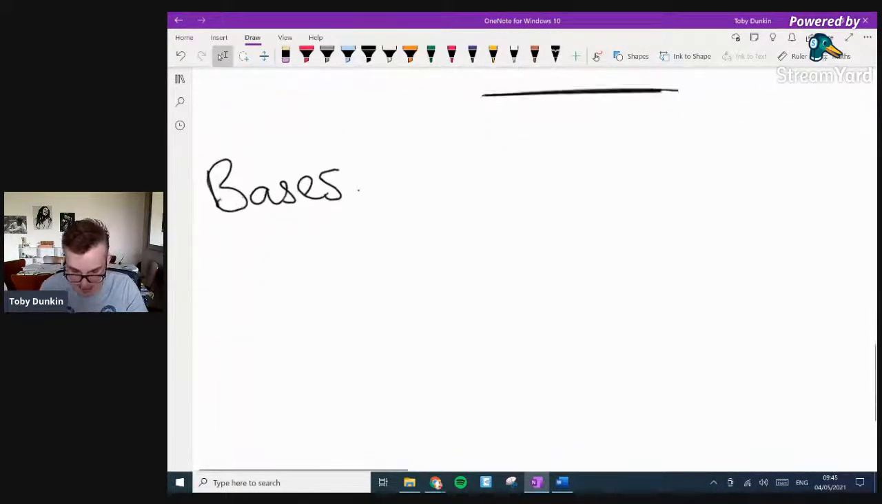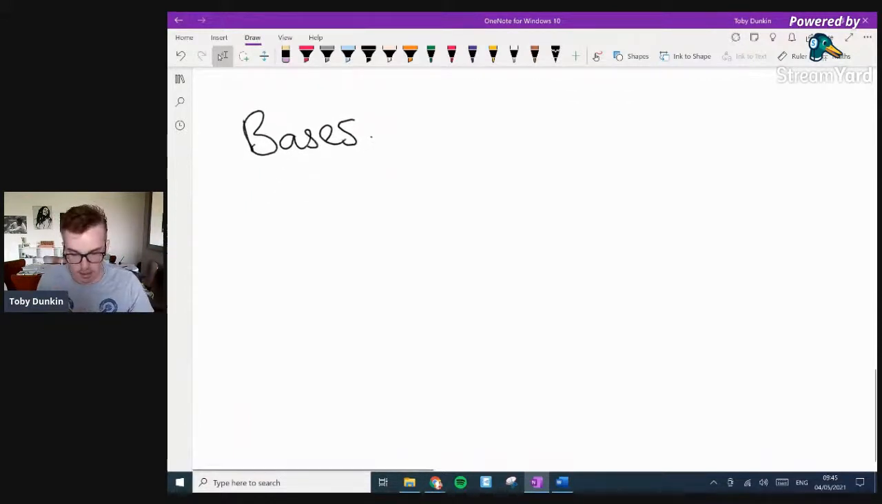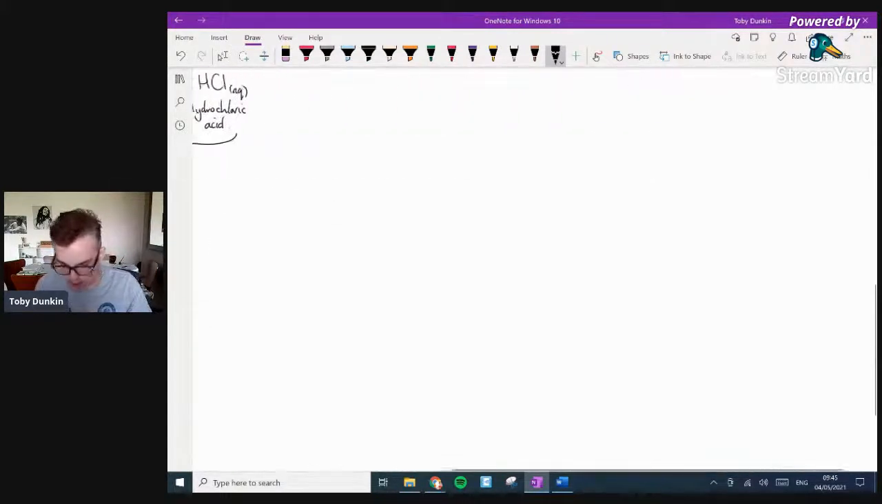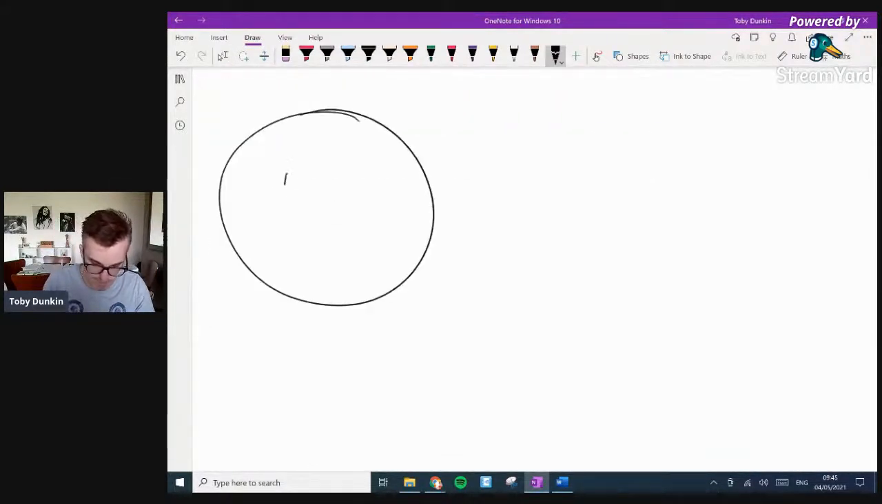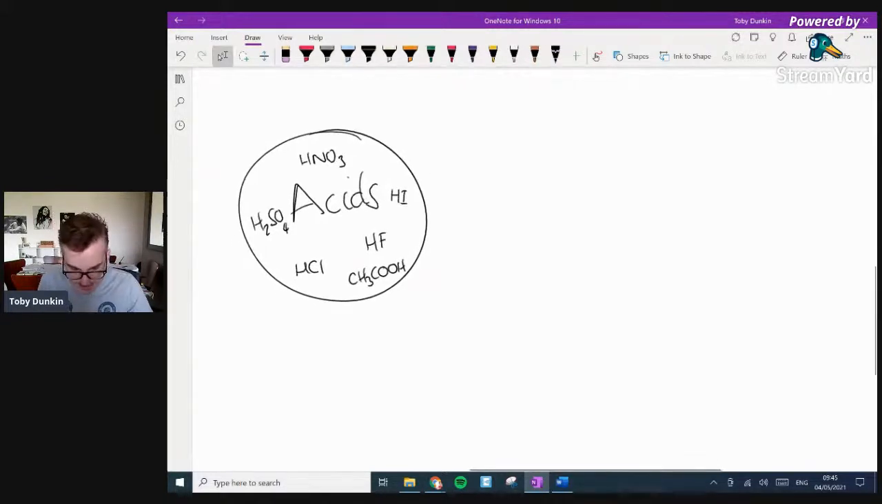Now, the first thing is we need to make the distinction between a base and an alkali. So there are 2 families. So in the acid-base world, we have this image. Here are the family of acids, and everybody sits inside this family. HF, HNO3, H2SO4, vinegar, CH3COOH. Let's go for HI, hydroiodic acid. So all the acids fit inside.